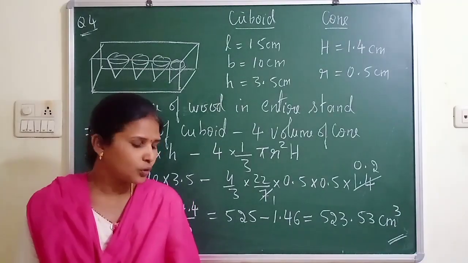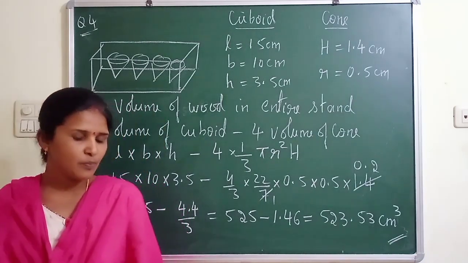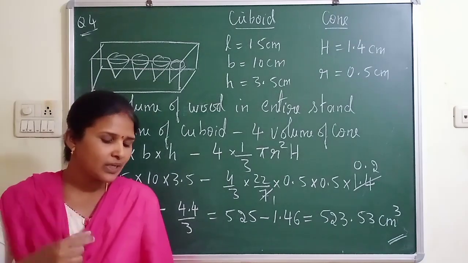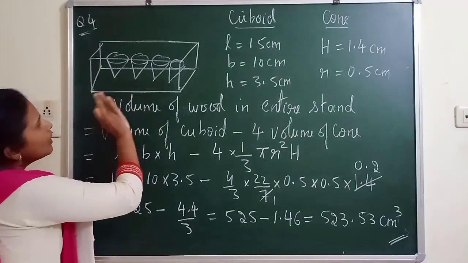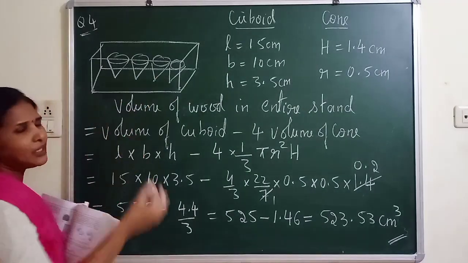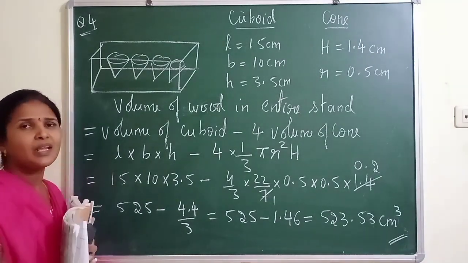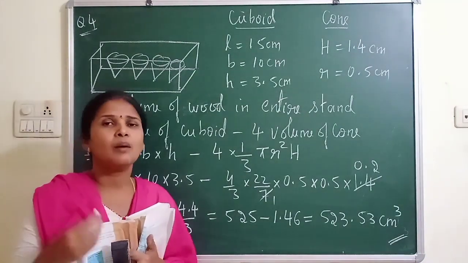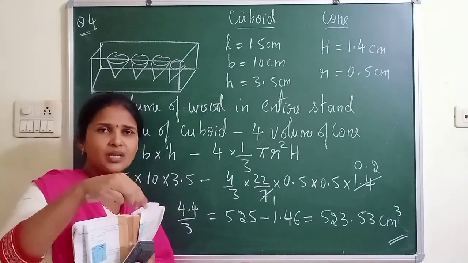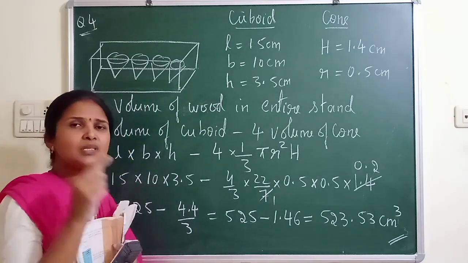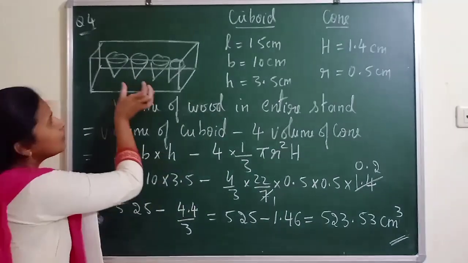Now let us take the fourth question. Given a pen stand made of wood is in the shape of a cuboid with 4 conical depressions to hold pens. First try to understand. I cannot draw this properly, but you have to imagine that there is a cuboid, a wooden cuboid. So when you order a carpenter to make a pen stand with 4 conical depressions, it means you want to keep a pen inside, because the tip of the pen will be in the shape of a cone.